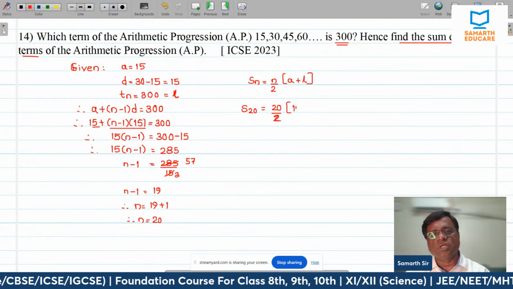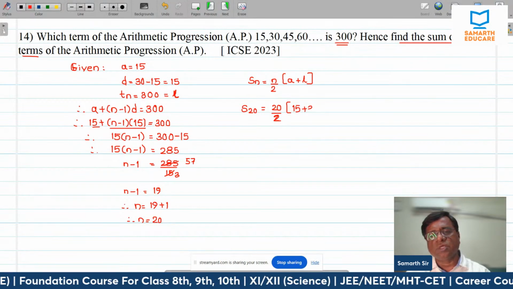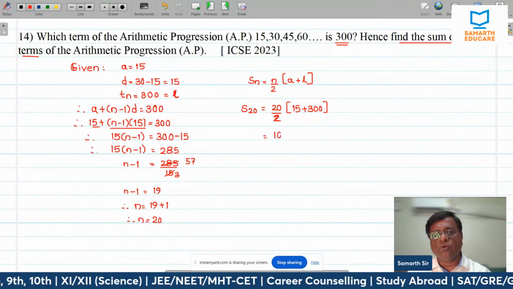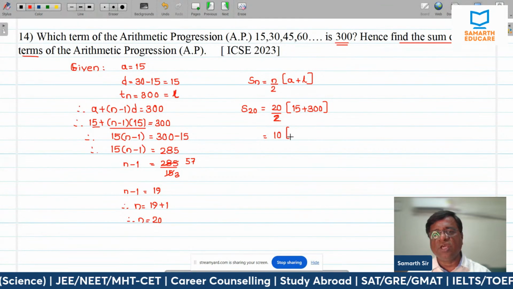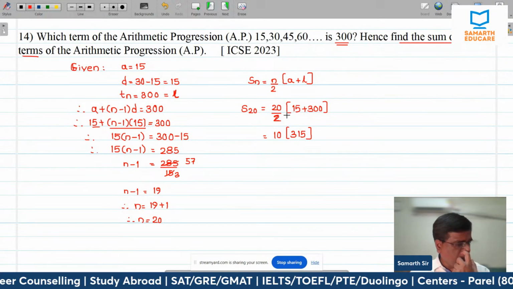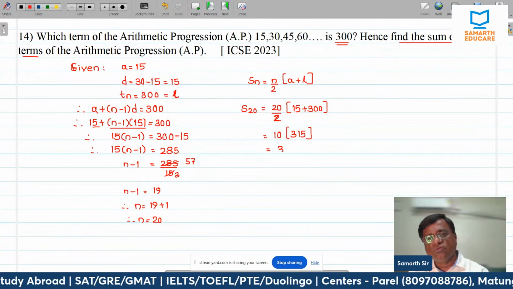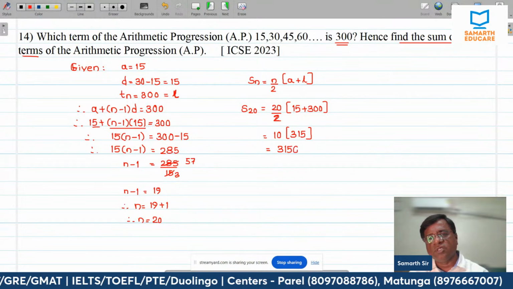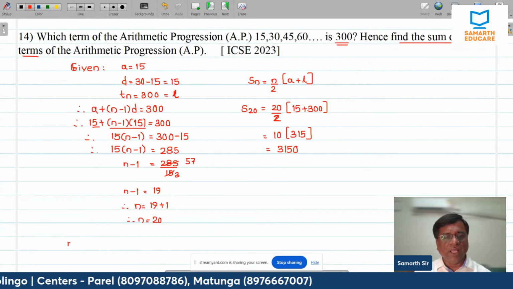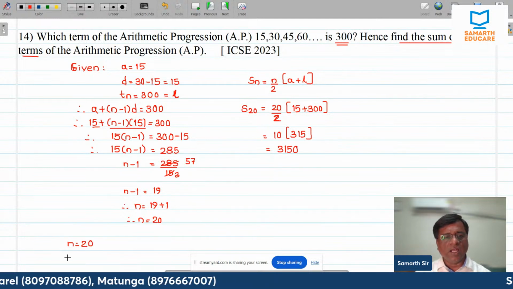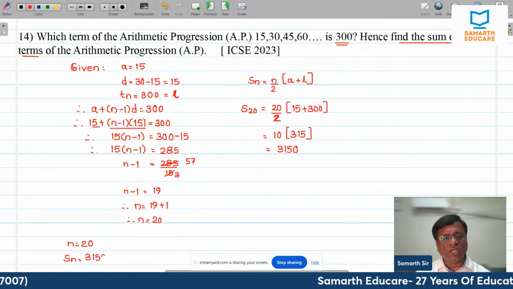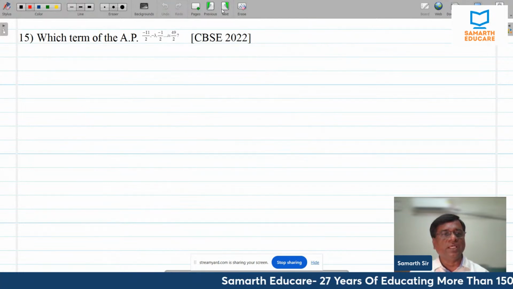Here, the first term is 15 and the last term is 300. Now outside the bracket, 20 divided by 2 is 10. Inside the bracket, 300 plus 15 is 315. You multiply 315 by 10 and that becomes 3150. Okay, write down the final answer. Therefore n is equal to 20 and Sn is equal to 3150. Don't forget to write the final answers always in the exam.